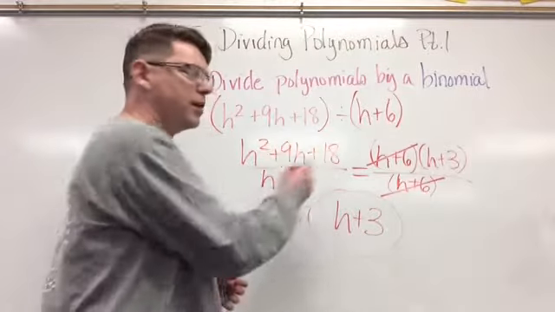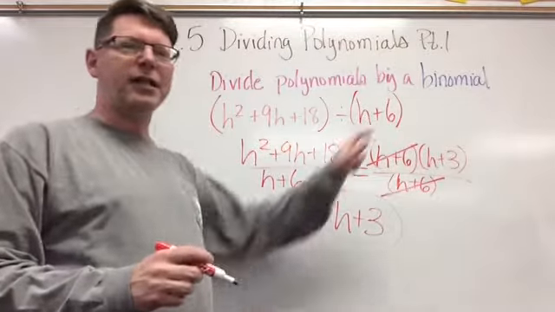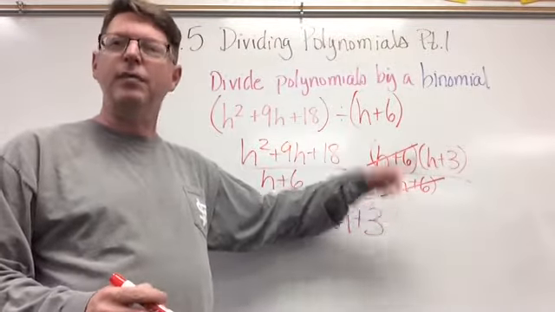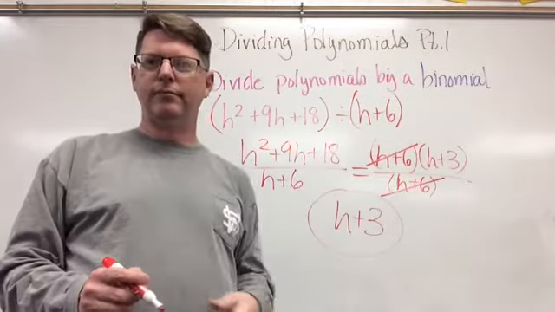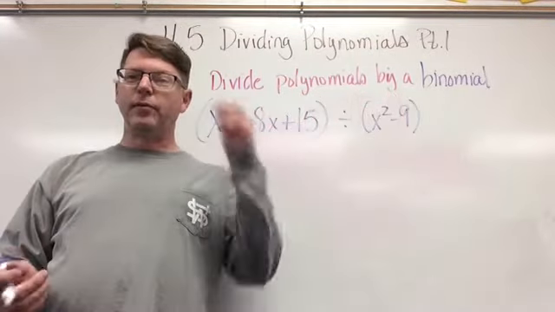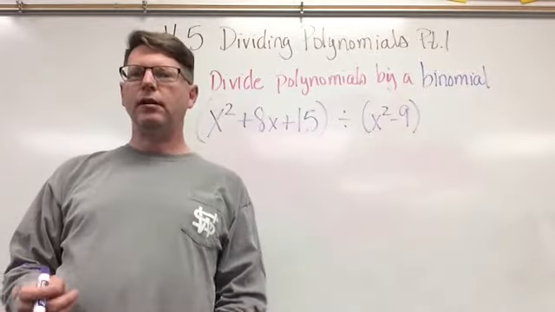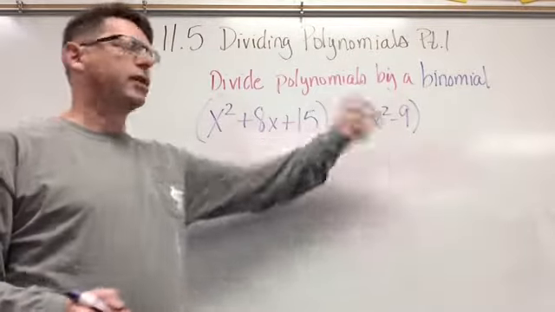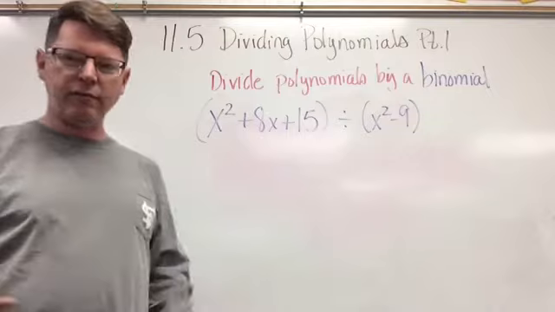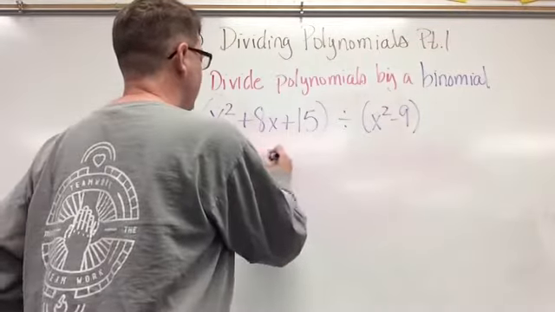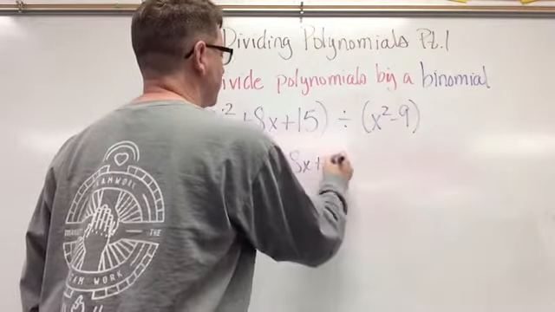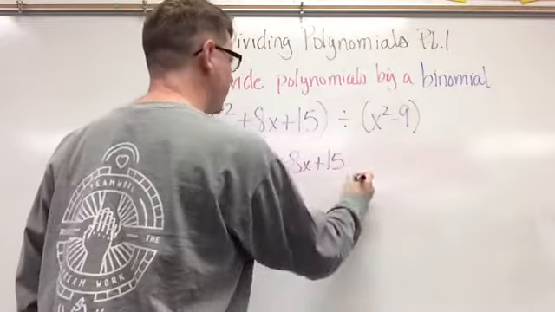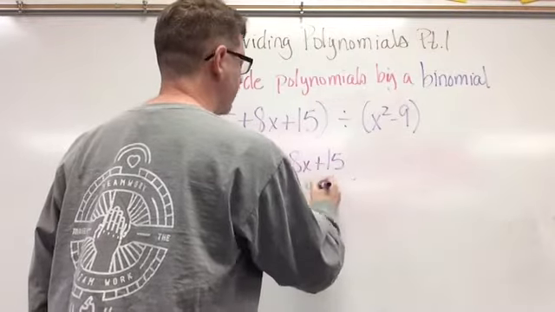Again, I factor my trinomial into two binomial factors, and then I can cancel out the binomials that are the same in both the numerator and the denominator. So in the next example, we have x squared plus 8x plus 15 divided by x squared minus 9. So I'm going to rewrite it in fraction form. X squared plus 8x plus 15 over x squared minus 9.